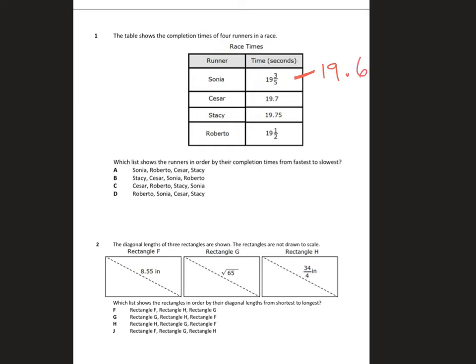Next up, Caesar. We already know Caesar's 19.7. Next up is Stacy. We have Stacy is 19.75. And then the last one is Roberto, 19.5. And we should know by now as 8th graders that 1/2 is 0.5. Or if you want to do the math, 1 divided by 2. If you do it, it's 19.5. Now next we have to order these.